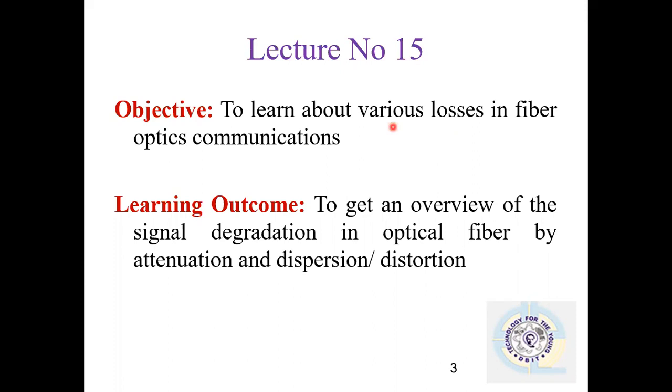So we have seen how the fiber is fabricated, how I protect the fiber, how I join the fiber using a connector or a coupler or a splice. Okay, so all these things contribute to the loss in fiber communication. There are two categories of losses. In today's lecture, we will just see an overview of the attenuation loss and the dispersion loss.